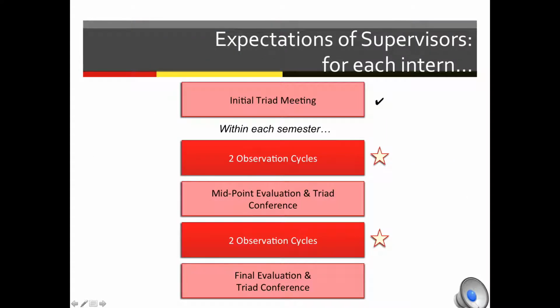Okay, so we've covered the initial triad meeting, and next we're going to talk about observation cycles. Again, you're going to do at least two before the midpoint evaluation conference within a semester, and then at least two more between that midpoint and the final evaluation conference at the end of the semester. And so we're going to take a moment to talk about what each of those four observation cycles look like.